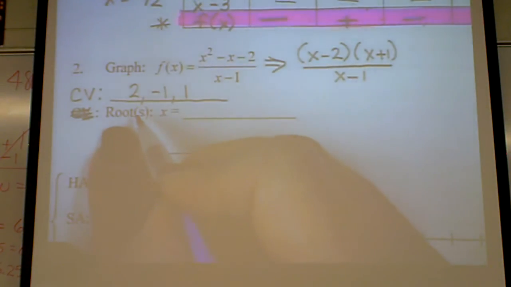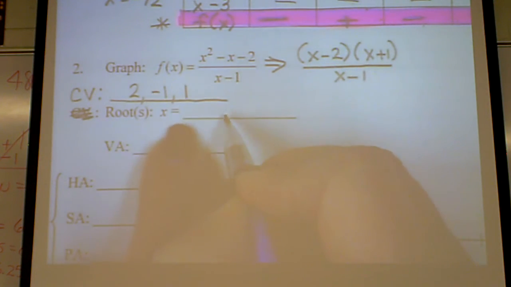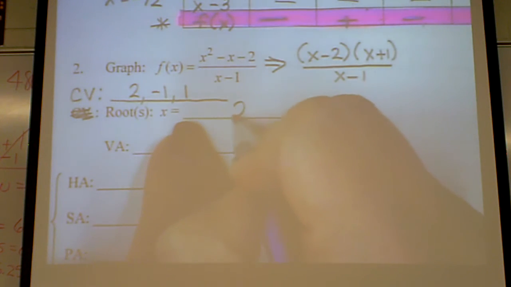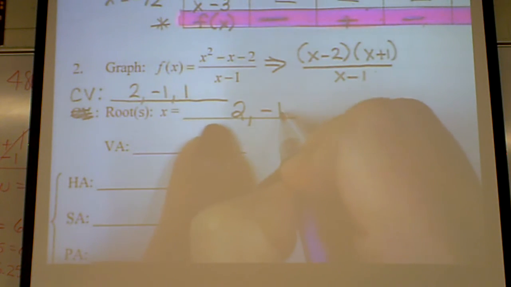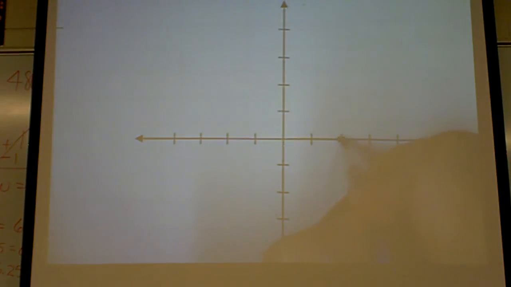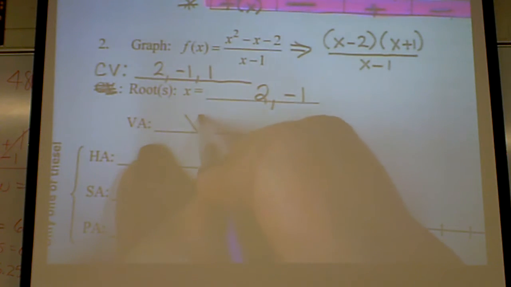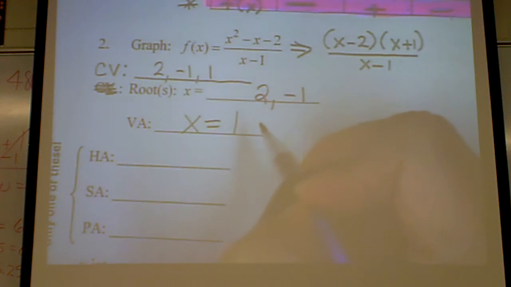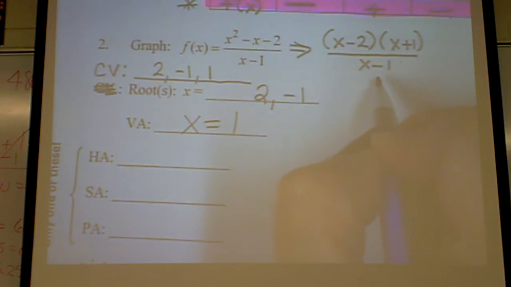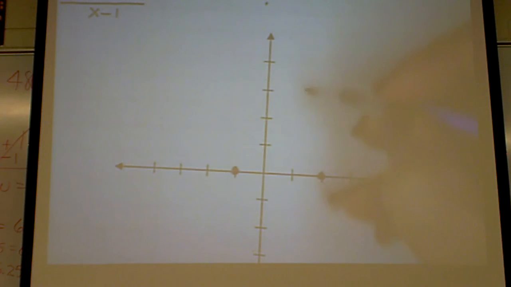What are your roots? Your roots are where the numerator is zero. So part of these are gonna be here. So it's 2 and negative 1. I want you right away, as soon as you do this, graph it. Put a dot at 2 and put a dot at negative 1, because I know my graph has to go through these two numbers. These are the roots. The vertical asymptote, what is it gonna be? X equals 1. You set your denominator equal to 0 and solve. X is 1. I want you to put a dotted line at 1 right here.